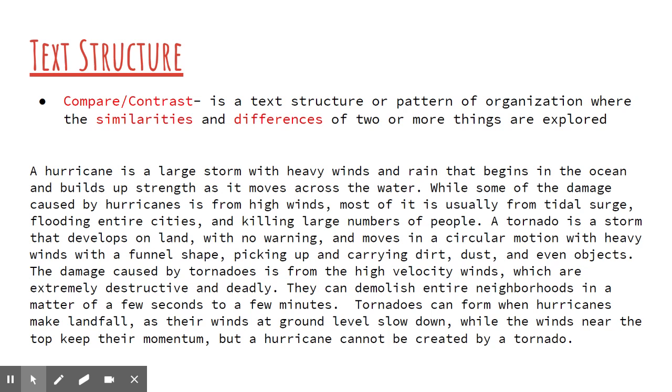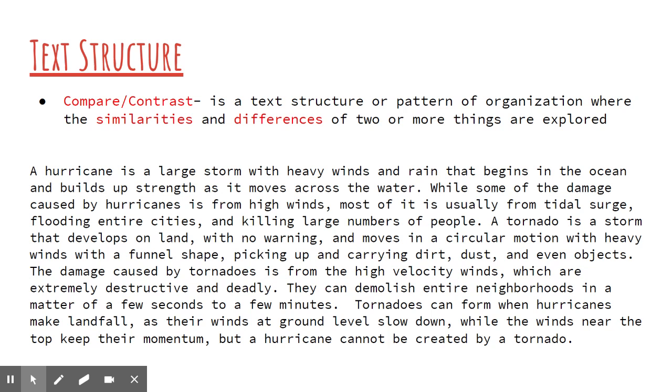The damage caused by tornadoes is from the high velocity winds, which are extremely destructive and deadly. They can demolish entire neighborhoods in the matter of a few seconds to a few minutes. Tornadoes can form when hurricanes make landfall as their winds at ground level slow down, while the winds near the top keep their momentum. But a hurricane cannot be caused by a tornado.